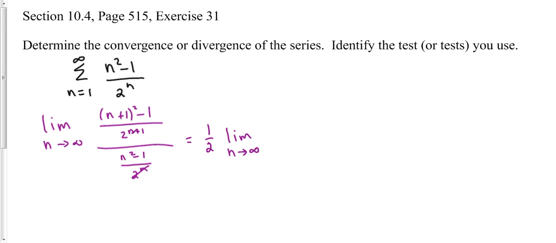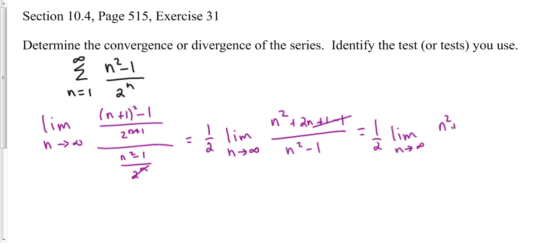And then I'm actually going to expand out my n plus 1 squared term up here in the numerator. So I'm going to have n squared plus 2n plus 1 minus that 1 that I had in the first place, divided by n squared minus 1. This plus or minus 1 are going to cancel, so I'm going to have 1/2 times the limit as n goes to infinity of n squared plus 2n over n squared minus 1.